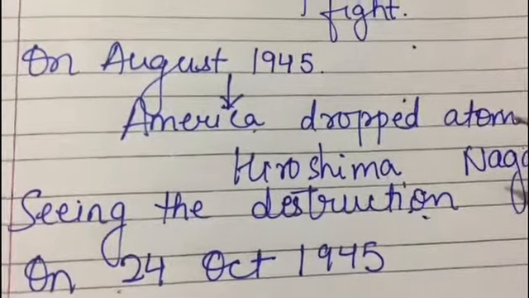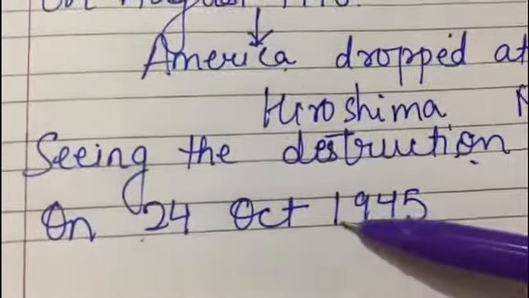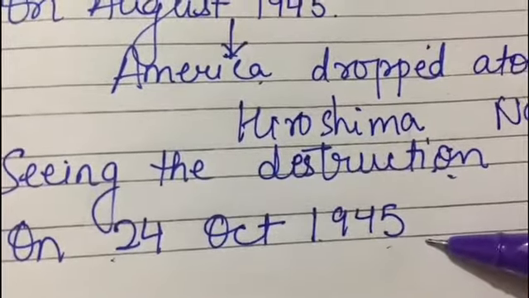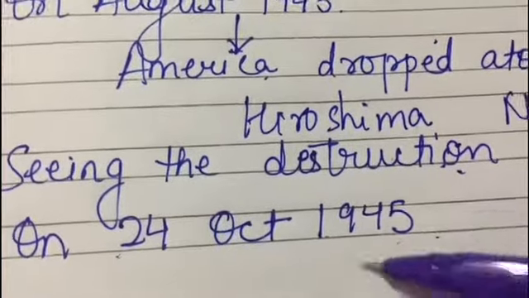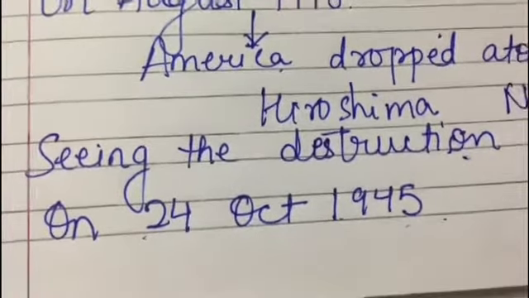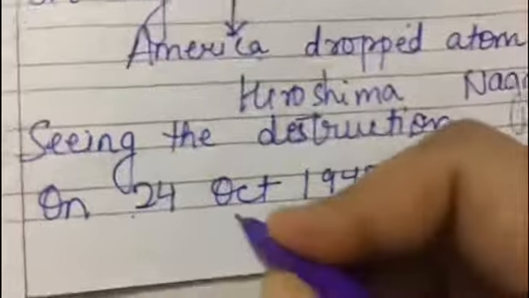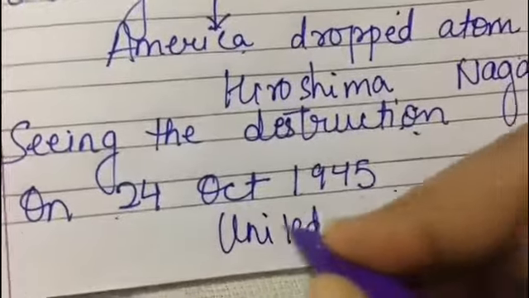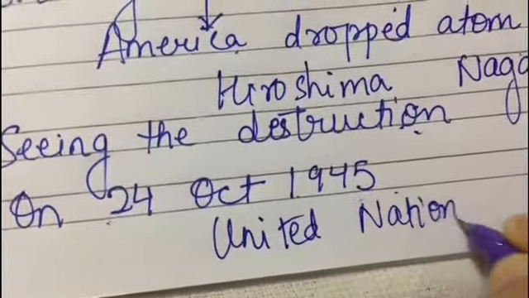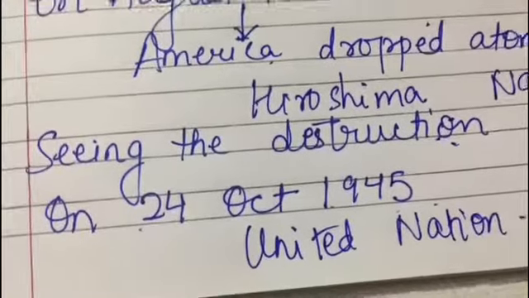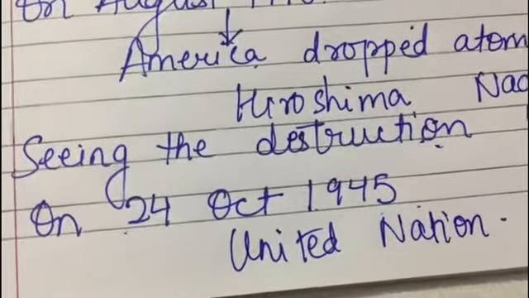So seeing the destruction that was being caused during the war itself, efforts were made to build a peace organization. So on 24th October 1945, the United Nations was formed. And we will read about each minute detail of the United Nations in lesson 19 of your SST book.